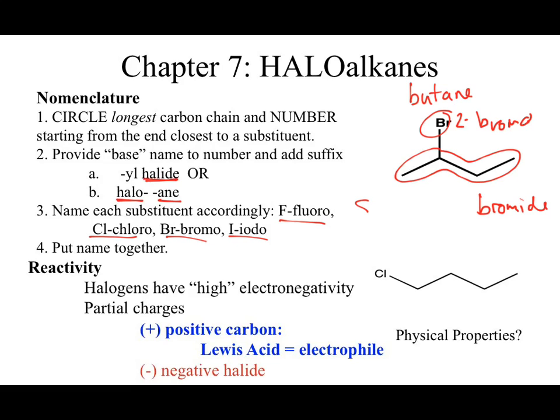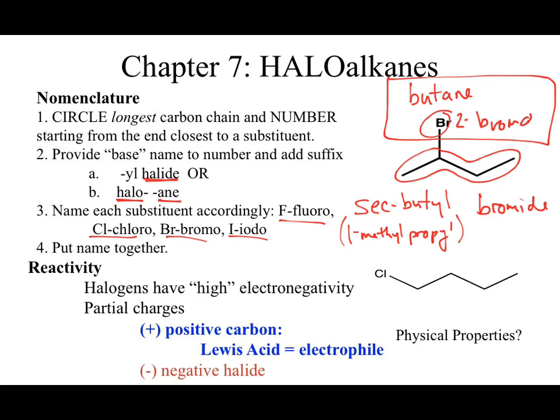I don't want to write the IUPAC name. We could call it sec-butyl bromide. Or, as you were starting to say, we could do 1-methylpropyl bromide. Those are all the same name. Kind of makes sense? Pick one method and stick with it. I'll tell you, I prefer that top one, 2-bromobutane. I think that's a little bit more straightforward, easier for me to read, easier for me to grade.